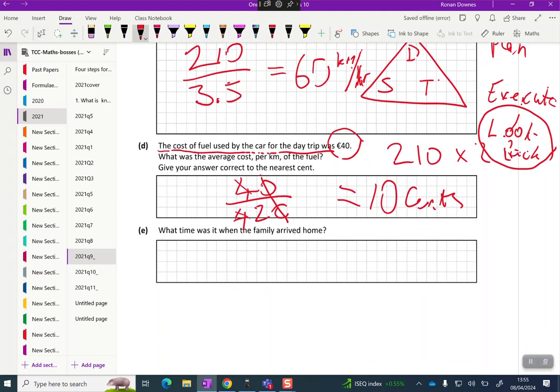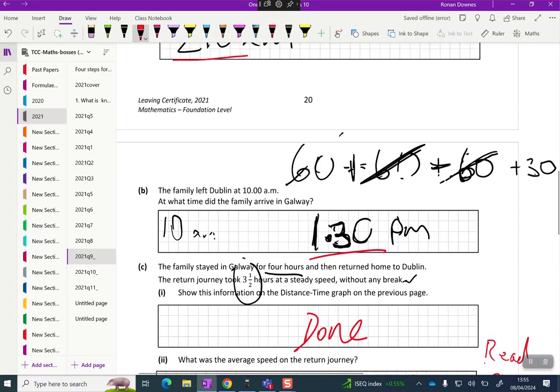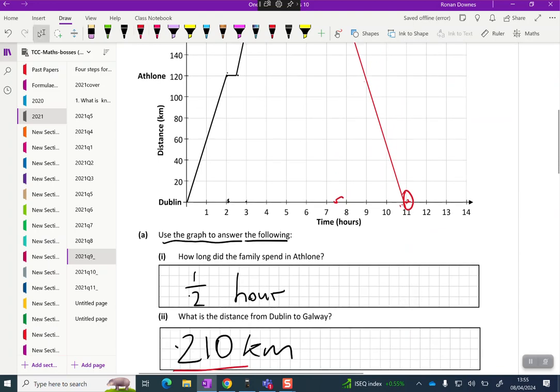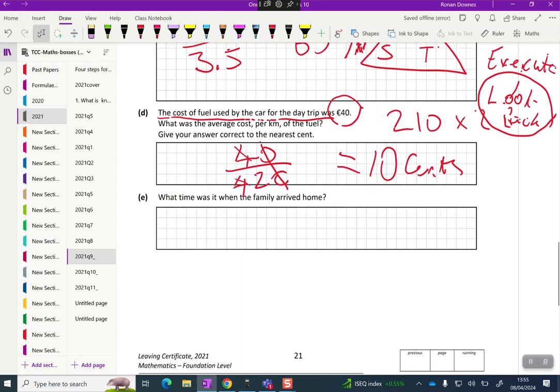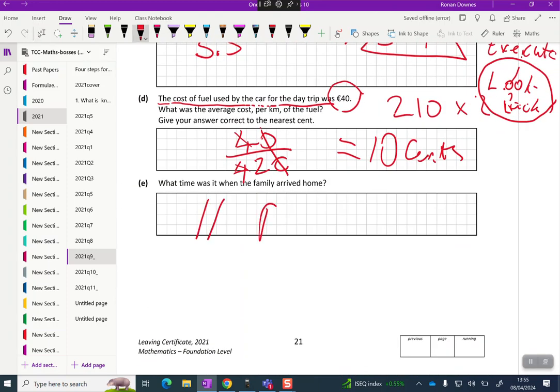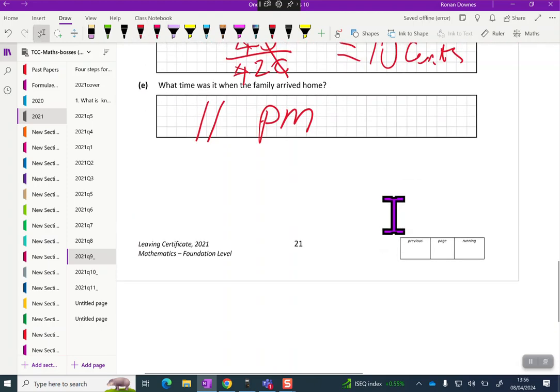What time was it when the family arrived home? That's probably the easiest question of all. Are we adding on? We go back and look at our model. Well, actually, the graph tells us, doesn't it? They got home at 11 p.m. Bedtime, nighttime. Okay, so they got home at 11 p.m. And that concludes this question, question 9. So I'll see you in the next one.